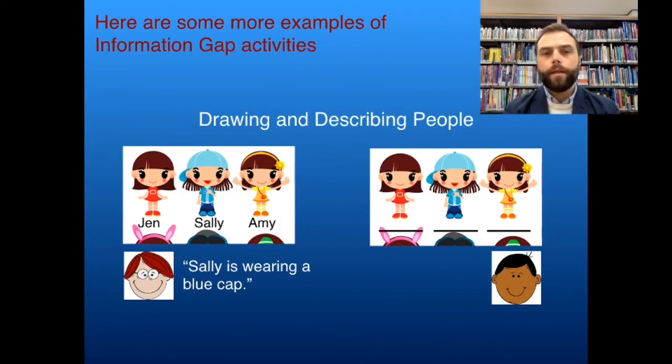And the student on the right has to identify which character is Sally and write the character's name in the right place. Okay, notice the target language for this one is colour and clothing, and the sentence is wearing. So that gives you an idea about the type of language that you might need to introduce and scaffold before starting this activity.